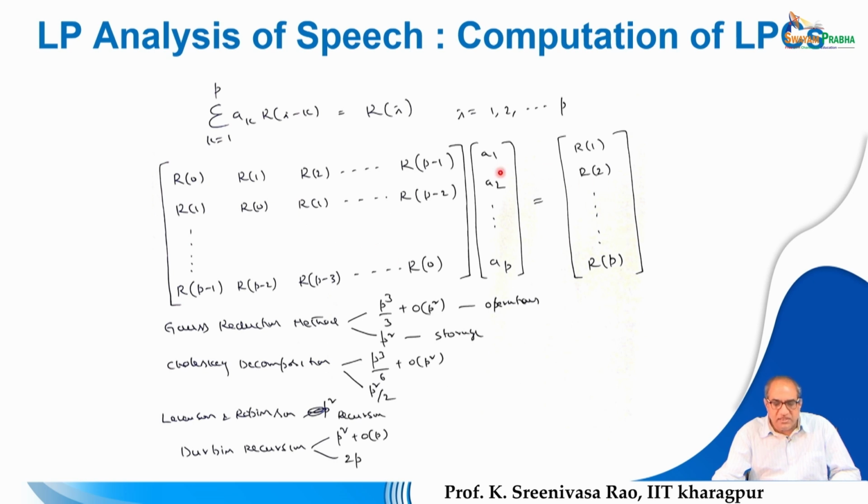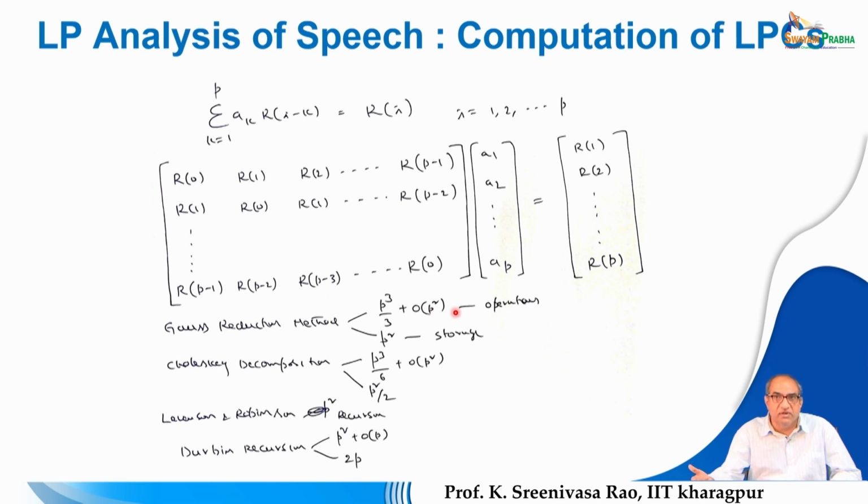For solving this matrix relation in a normal way, the computation will be of the order of p cube by 3 plus order of p square, that means order of p square operations are required for computing every set of the p unknowns. And this we have to perform for every speech frame.